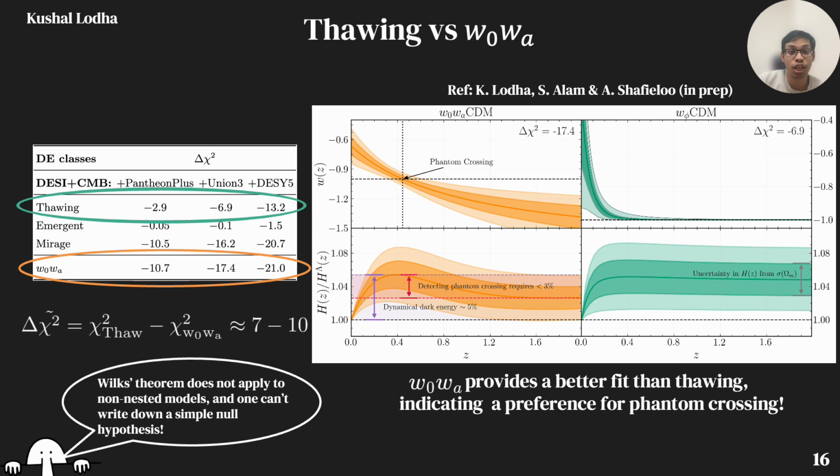In the phantom crossing case, h of z develops a clear non-monotonic bump. By contrast, in the thawing case, h of z rises but then settles to a constant offset with no turnover. So while the dynamical dark energy signal shows up at roughly the 5% level, establishing phantom crossing is much more demanding because it requires the full shape of h of z to be constrained to better than 3%.